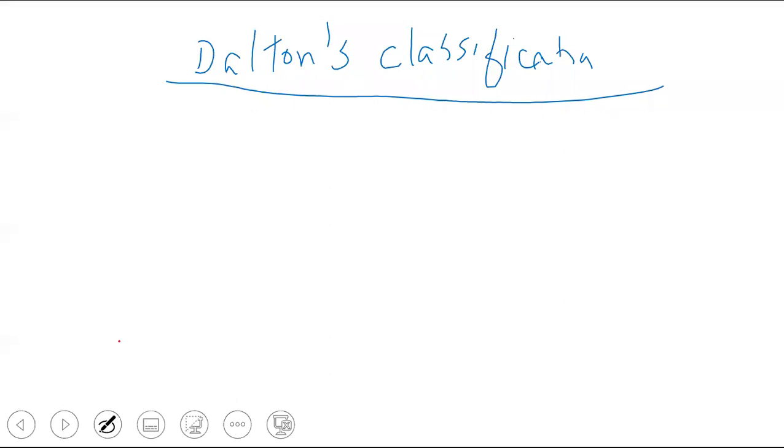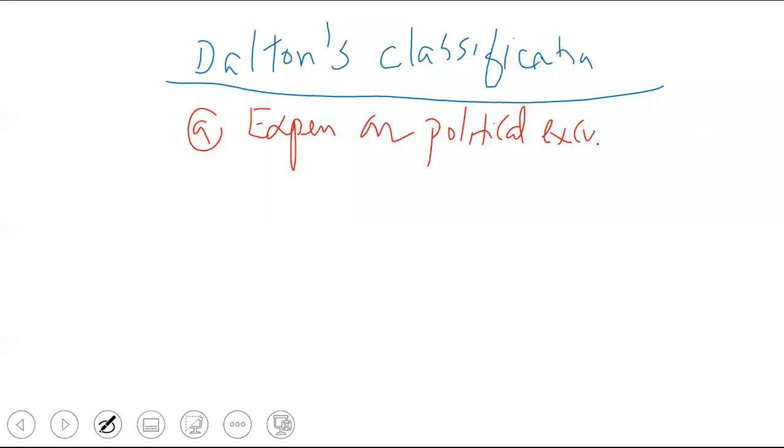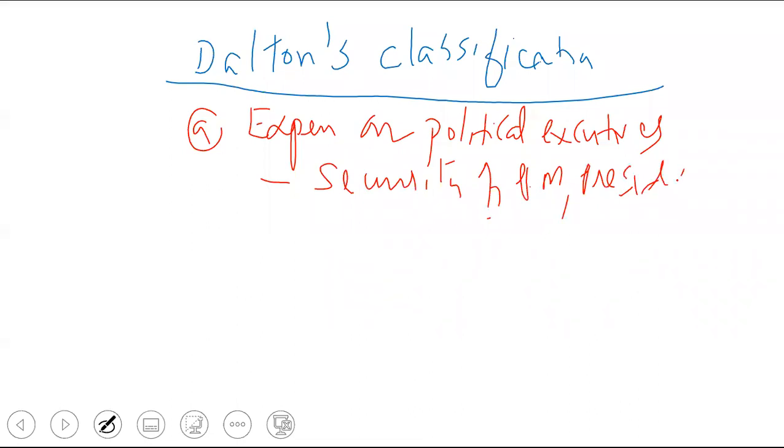And now we are discussing Dalton's classification. First one is expenditure on political executive. In a democratic country, one of the most unproductive expenditures is this, that is the expenditure on maintaining the political executives. What are the examples? Expenditure on the security of the prime minister, president.